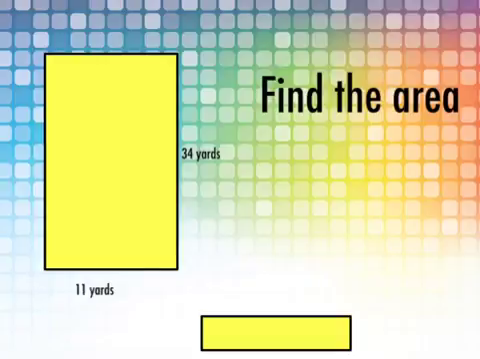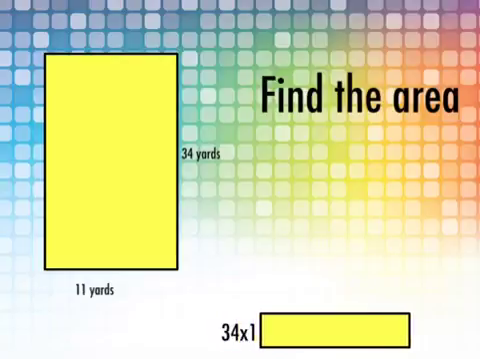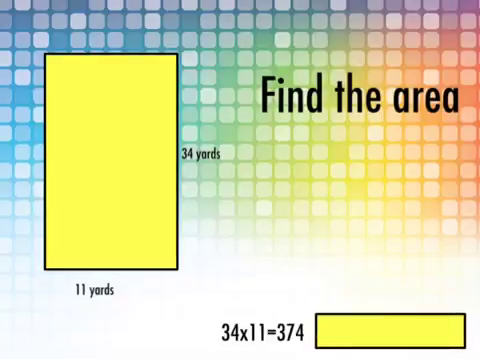Okay, now hopefully you've solved it. The first thing that you're going to do is look at one side, and you're going to see that it's 34 yards. And you're going to times it by the other side, which is 11. So you're going to do 34 times 11, and you're going to find out that that equals 374 yards.